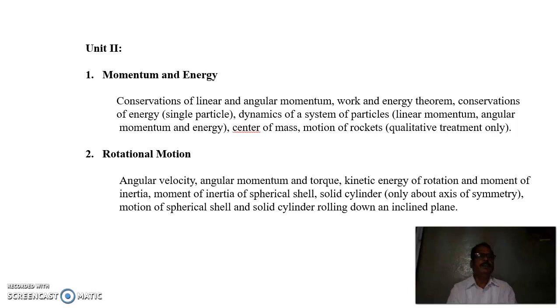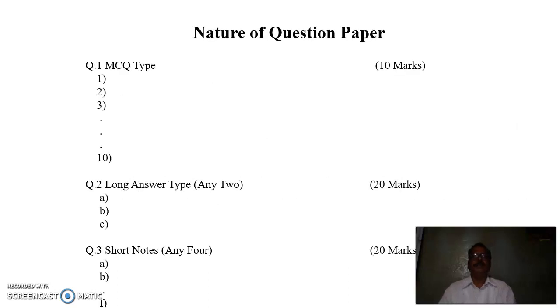Now we see nature of question paper. It contains, that is BSc part first university exam question paper, contains 3 questions. This question paper has total 50 marks. The first question is of MCQ type, that is multiple choice questions, in which there are 10 sub-questions, each sub-question carrying 1 mark. Therefore, for 10 sub-questions, question first has total 10 marks.